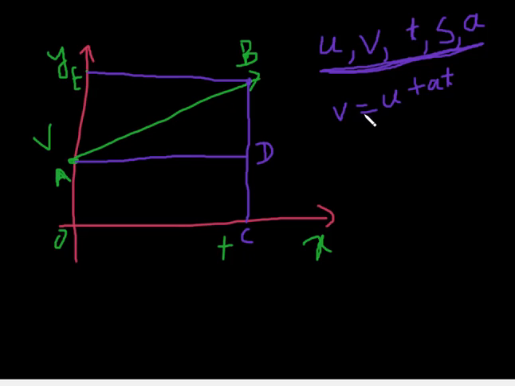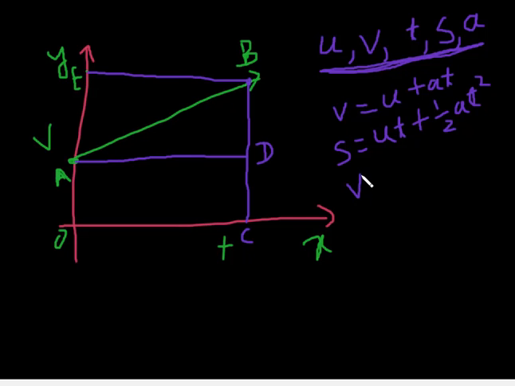We are going to prove this one, don't worry. Second one is s is equal to u into t plus half a t square. Okay, v equal to u plus a t, s equal to ut plus half a t square.